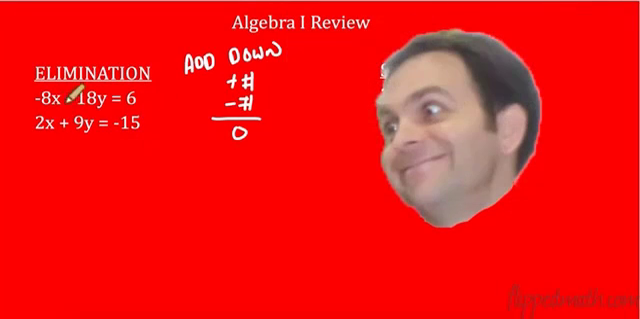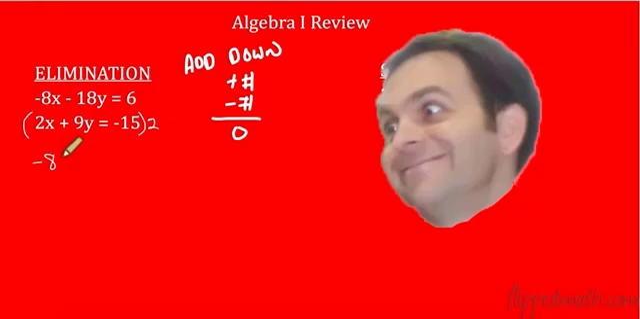Let's try one. So the first thing I'm looking for is, are these numbers the same and opposite? I need the same number but opposite. They are not, and y is not either. So now I need to pick a number that I can multiply by everything. So I want to multiply everything here by what? What do I need to multiply 9 by to get negative 18? Well, I need to multiply it by 2. Well, I remember, I want different signs, so I'm not going to multiply it by negative 2.